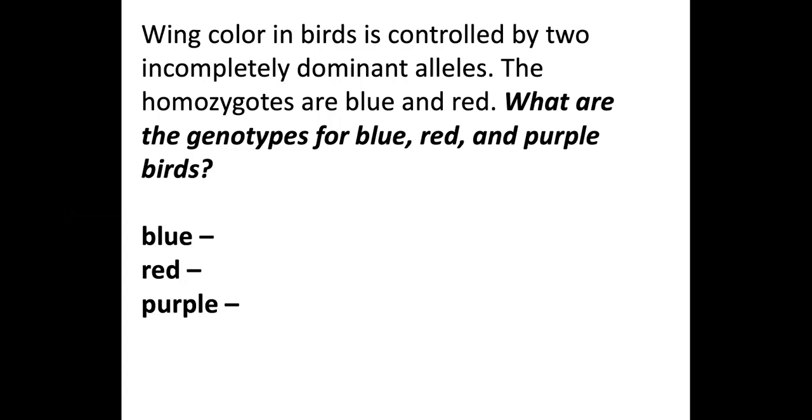All right. Wing color in birds is controlled by two incompletely dominant alleles. The homozygotes, which means the same, are blue and red. So what are the genotypes for blue, red, and purple? Blue. Yep, big B. Red, big R. And purple, big B, big R. Perfect. That's it.